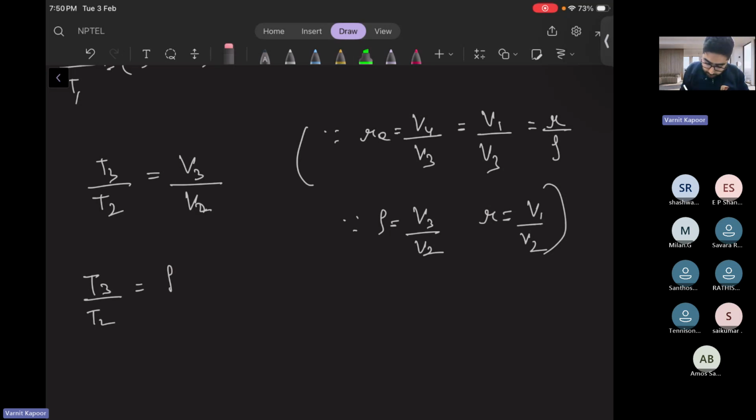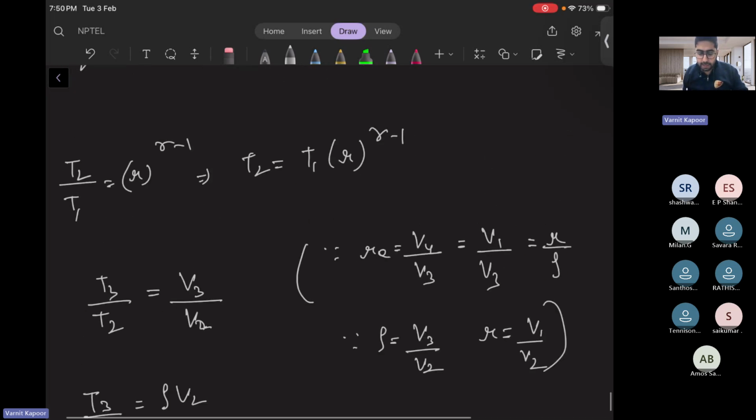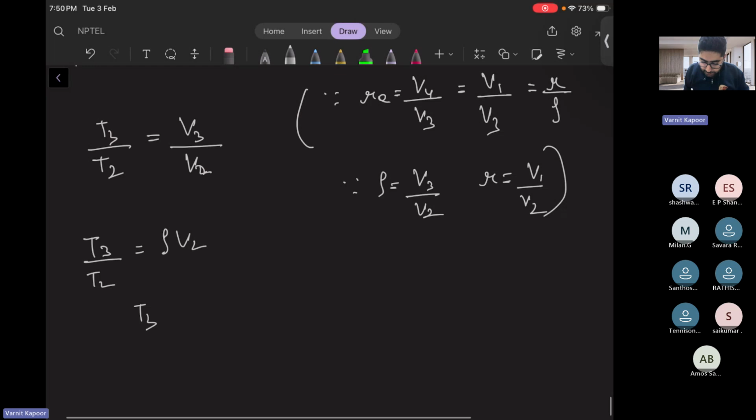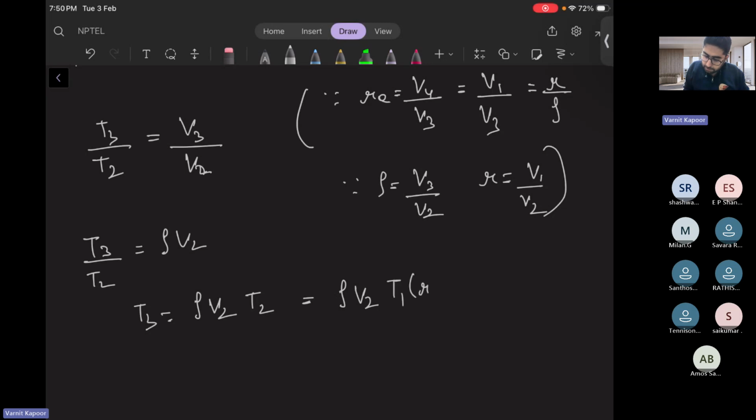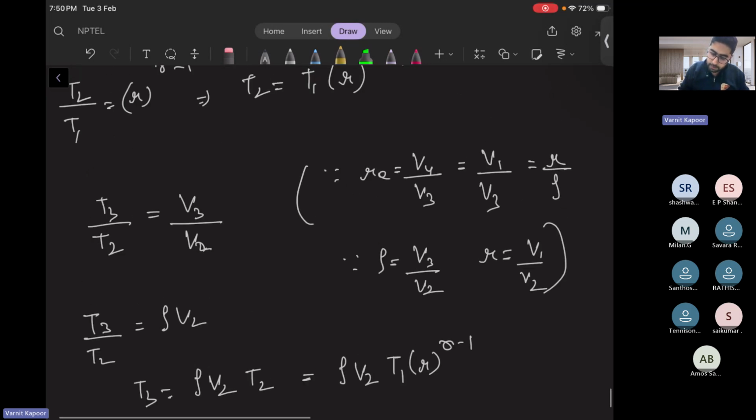Sorry. So T2 will be rho times V3. Okay, so T3 is, V3 is how much? Rho times V2. And you know that T2 is nothing but your T1 into R to the power of gamma minus 1. So T3 is rho into V2 and T2, and T2 is T1 into R to the power of gamma minus 1 from here. Okay.